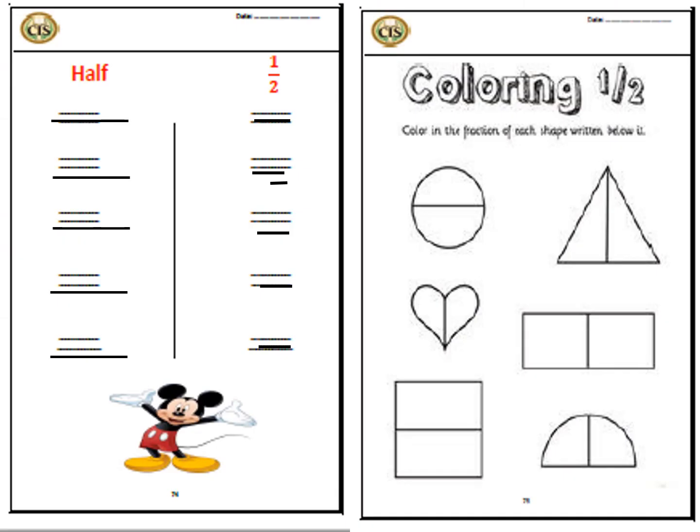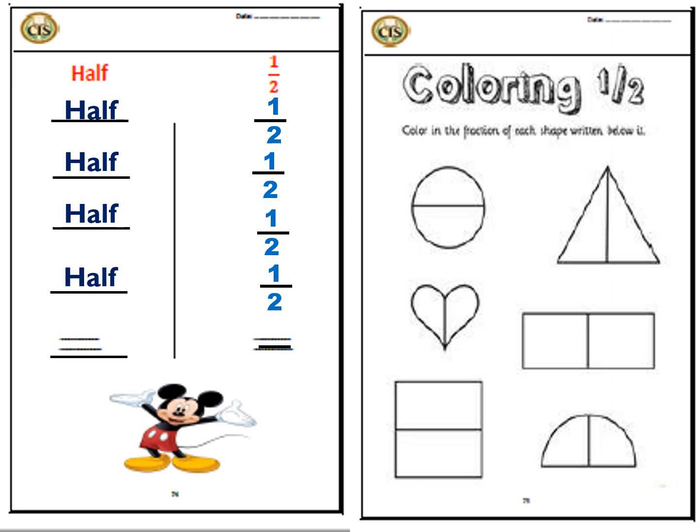Here, how can I write the fraction in letters? This is half, HALF, like this, and the fraction 1/2 is written HALF, 1/2, like this.